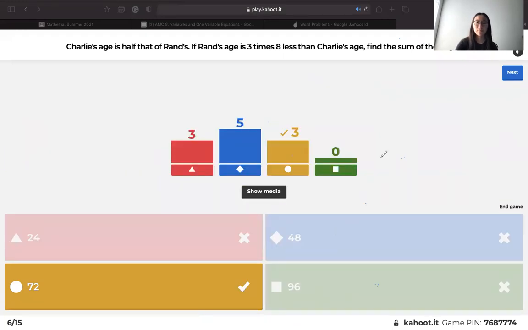So this actually also has 2 variables instead of 1, but I guess we'll just go with it. It's okay if you guys didn't get this one because we didn't really learn it. But Charlie's age is half of Rand's.